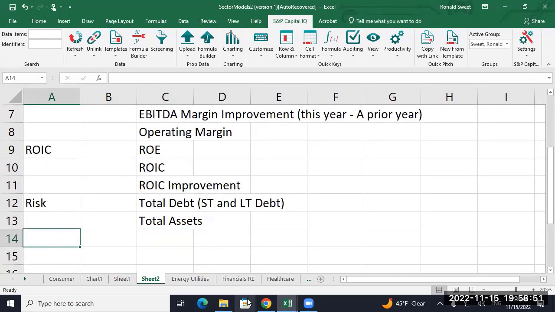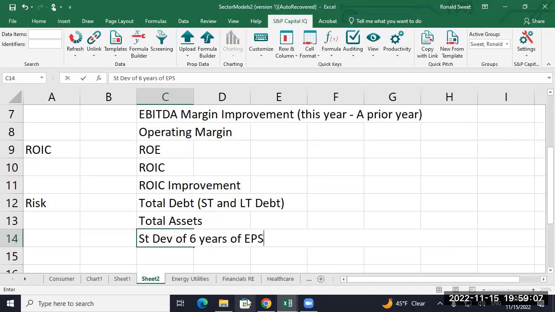Anything else on risk, it gets a little tough. Now, if you've got some time to build this thing, one thing we've liked using in the past is to take the standard deviation of, say, 6 years of earnings per share. You'd have to bring in 6 years of earnings per share and just calculate the standard deviation. You're just looking for volatility of the firm. You could certainly do something like that.